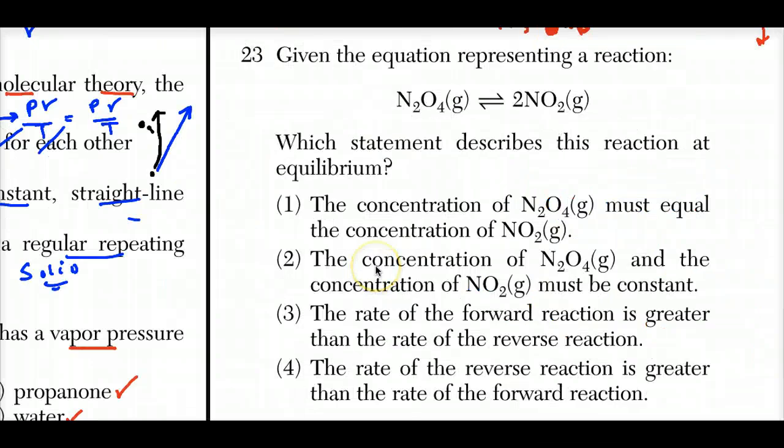Number 23, given the equation representing a reaction, which statement describes this reaction at equilibrium? So if we're at equilibrium, and double arrows tell me that, the rate of the forward has to equal the rate of the reverse. And because of that, the amount of each of these has to stay constant. As fast as some of this gas becomes that gas, the amount of each stays constant. Those are the two things you have to remember when dealing with something at equilibrium. Let's go see what choices best fit the description. The concentration of N2O4 must equal the concentration of the other gas. No, they're not going to be equal.